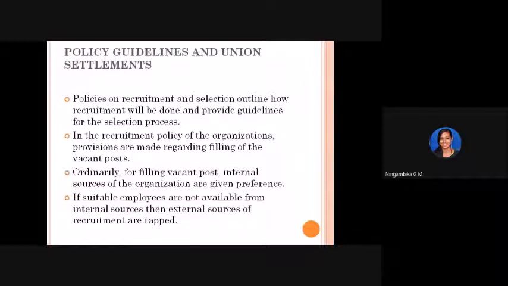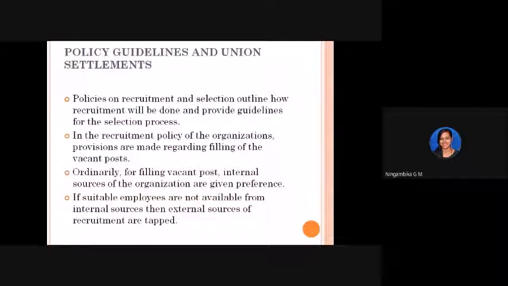And in the recruitment policy of the organization, provisions are made regarding the filling of vacant posts. So whatever policies are laid down by the department or the organization in terms of recruitment, they have some rules and regulations that should be followed when hiring internally or externally.